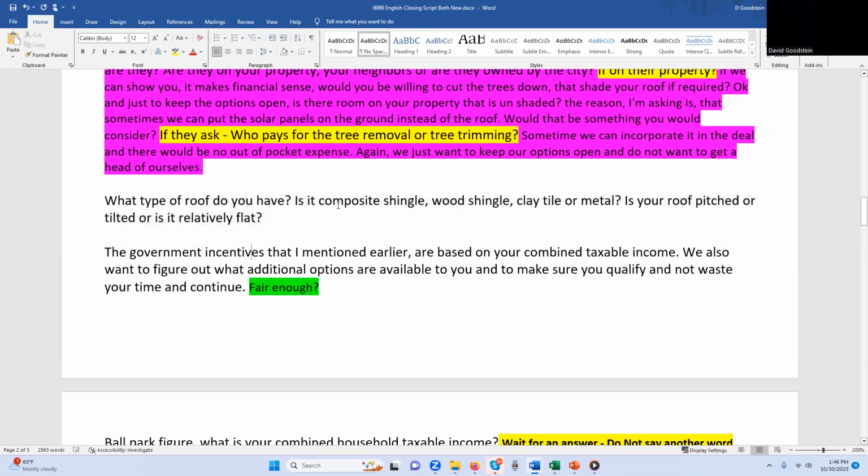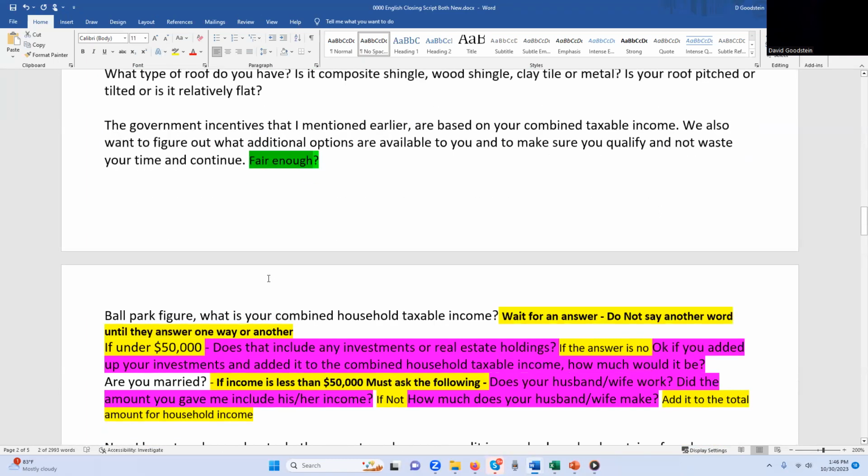Now, the government incentives that I mentioned earlier are based off your combined taxable income. We also want to figure out what additional options are available to you and make sure you qualify and not waste your time and continue. Fair enough? Great. We're using a tie down. Again, breaking up the monotony, but using a trial close at the same time, testing their temperature. Are they interested or not? If the answer is no, that means we have some work to do to get to where we want to get to. The answer is yes, continue.